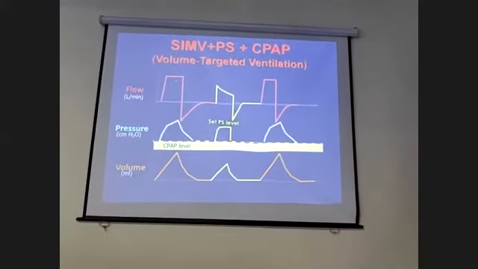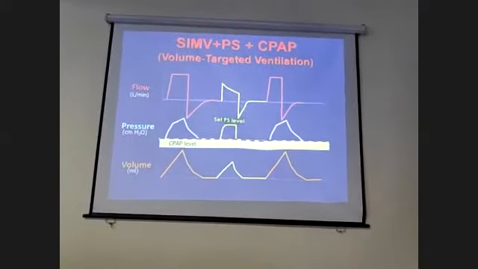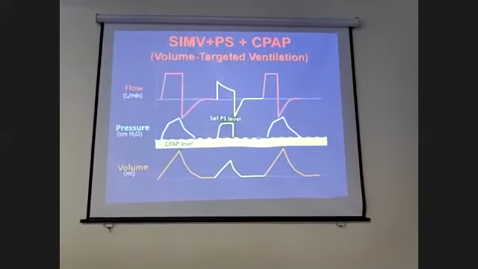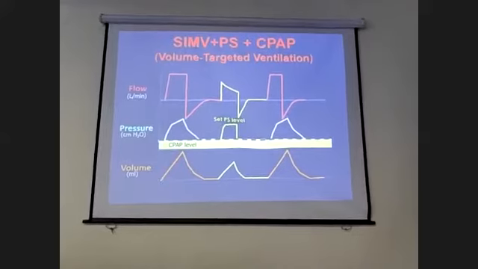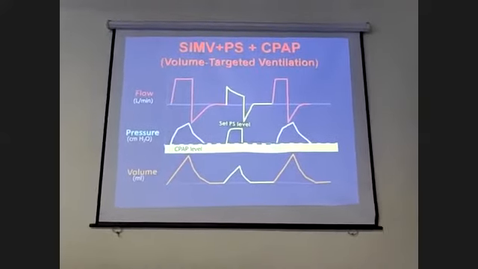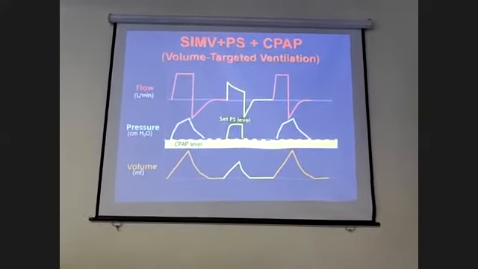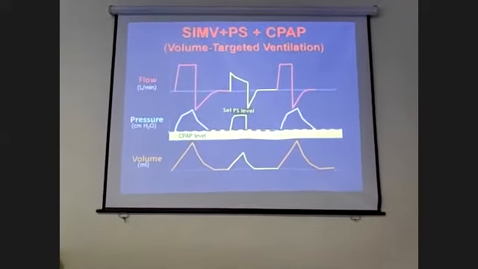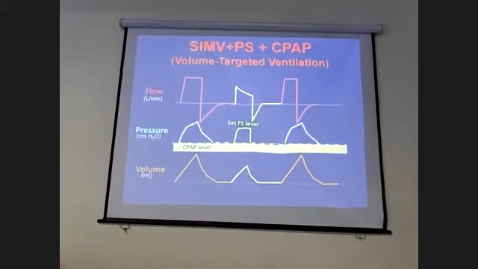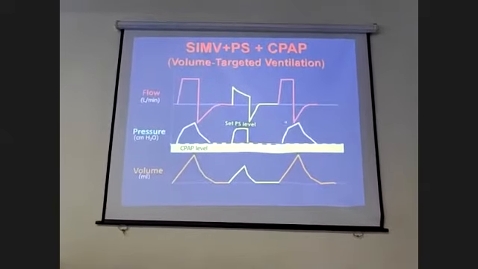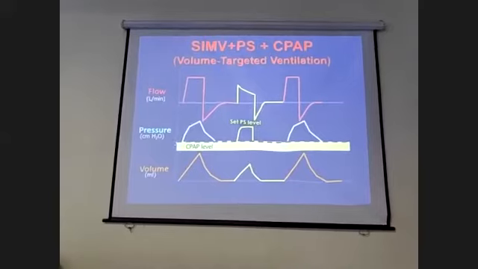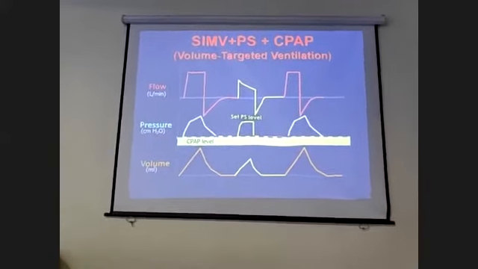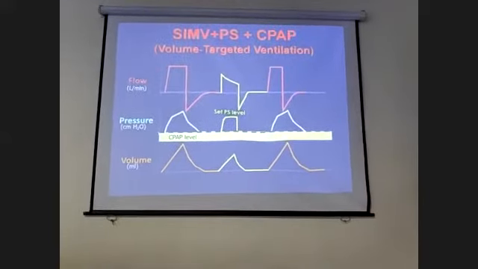So here again, you see the same thing. This breath was given by pressure support. This is a flow time graph. And here again, the patient is triggering. This is the CPAP level, which maintains the functional residual capacity of the lung. And over that, this graph is getting formed. That is the SIMV breath. This is the pressure support breath. This is the SIMV breath. And here, every time the patient is triggering and the volume is being delivered, either through SIMV breath or through pressure support.